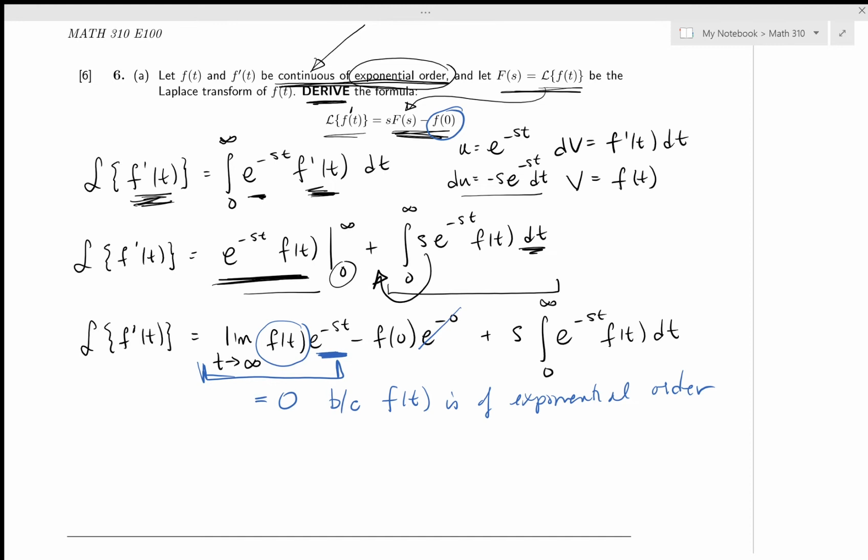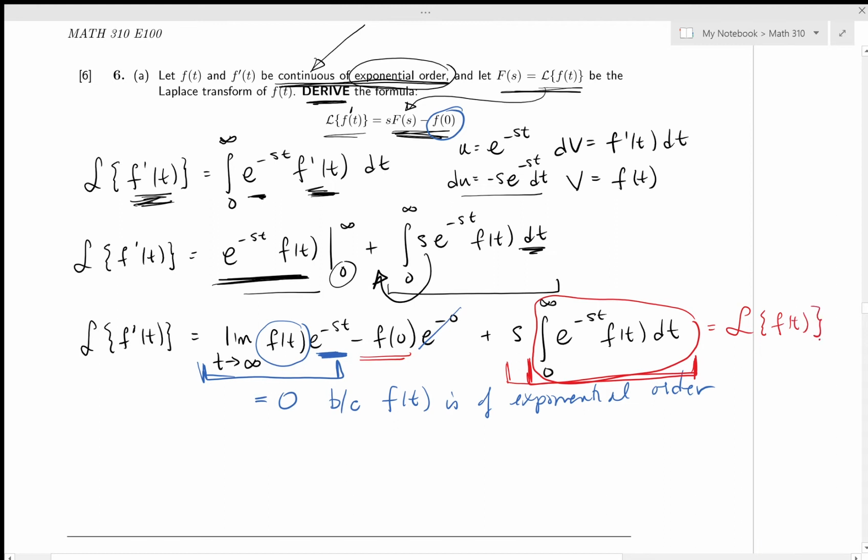Okay, next, so that has become 0. I see this piece that I want. The last thing to do is to take a look at this piece right here and see what this is. It's s times this integral here. And what is that integral? Well, that is the Laplace transform of f of t by the definition. So this piece right here is the Laplace transform of f of t.